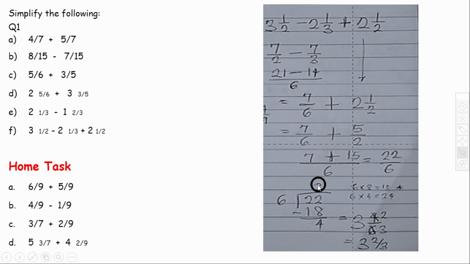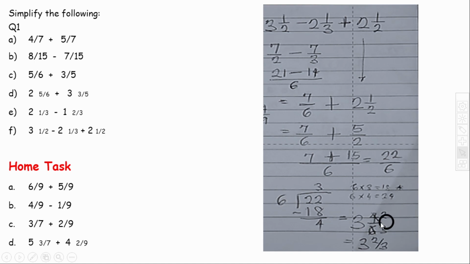You write your 3 here. How many 6 can you find in 22? 3. 6 times 3 is what? 18. You write it under here. Then you subtract that 18 from 22. What do we have? 4. So our remainder is 4. And we have 3 on top here. So this 3 is going to be the whole number, and the remainder, 4 all over what? 6.